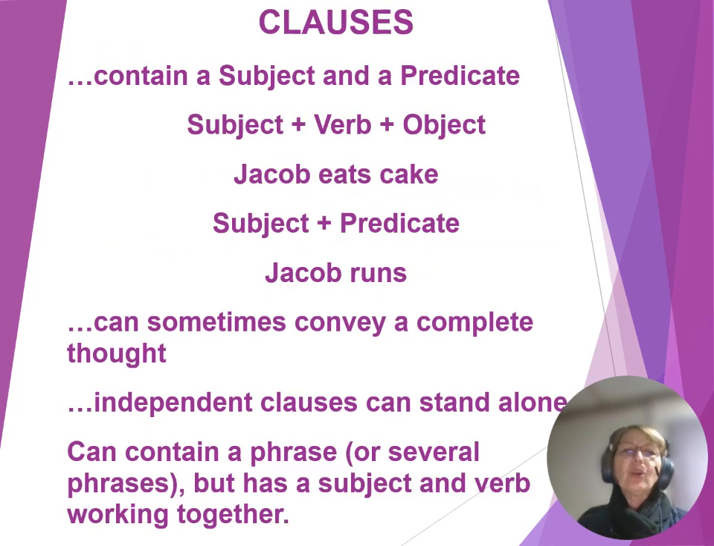Now, what happens with a clause? A clause can contain a subject and a predicate. A subject and verb and object. The verb and the object are the predicate. And we know that they can sometimes convey a complete thought. Note it says sometimes. So there will be times that it doesn't convey a complete thought. And we know that independent clauses can stand alone. So the difference between a clause and a phrase is a clause can contain a phrase or several phrases, but it has a subject and a verb, and they work together.